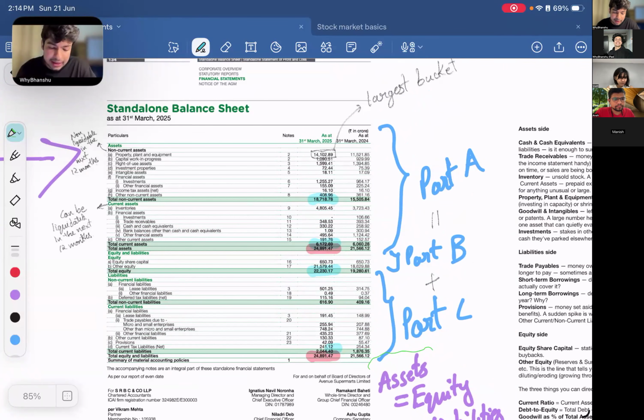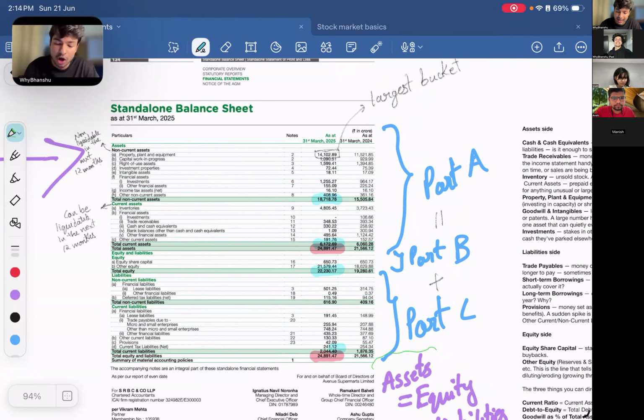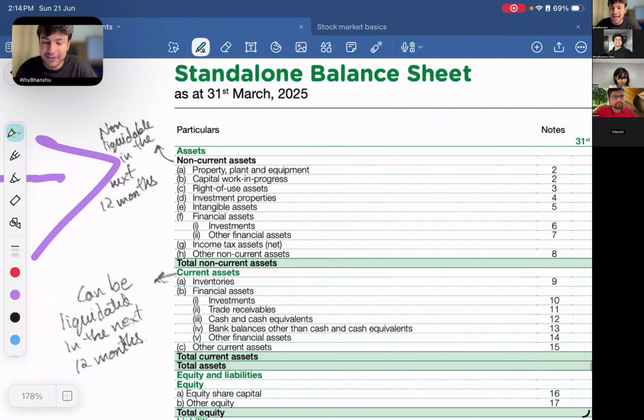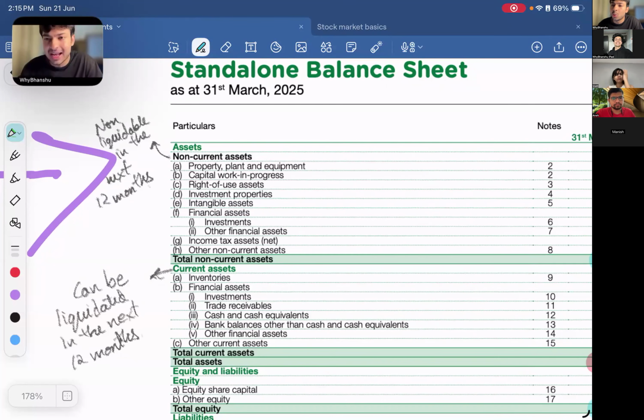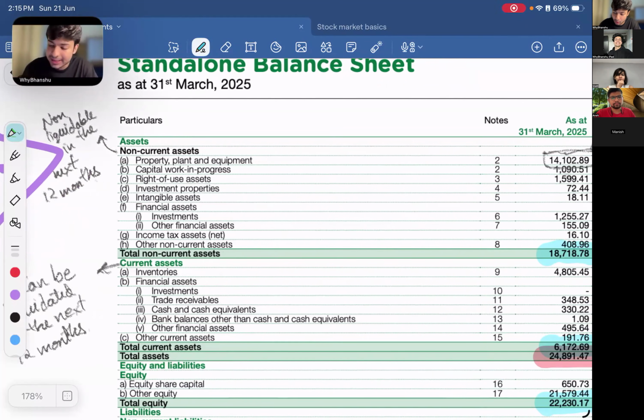You will see that the first bucket is called non-current assets. Non-current assets are defined as assets which cannot be liquidated in the next 12 months, which is to say that if anything happens, you cannot get money from them in the next 12 months. This could be property, plant, and equipment, as rightly written, which is very self-explanatory. Then you have capital work in progress. It's a financial way of saying any kind of new facility that you are building, which is work in progress right now. It is not really an asset at the moment, but it will be an asset later on.